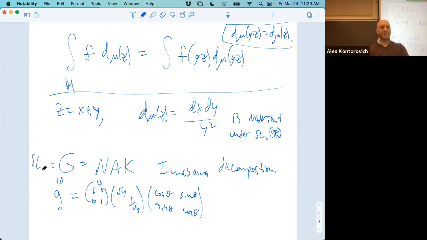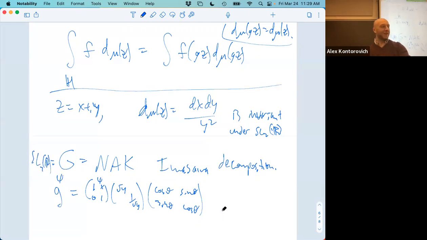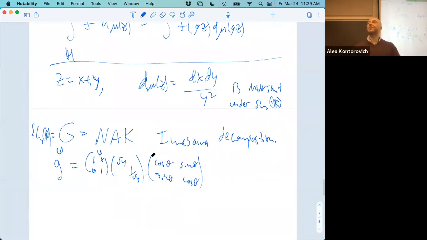In SL2R, although this is something general. This is just like the QR, I forget which one's which. I want to multiply by an orthogonal matrix and make things upper triangular. Is that QR?